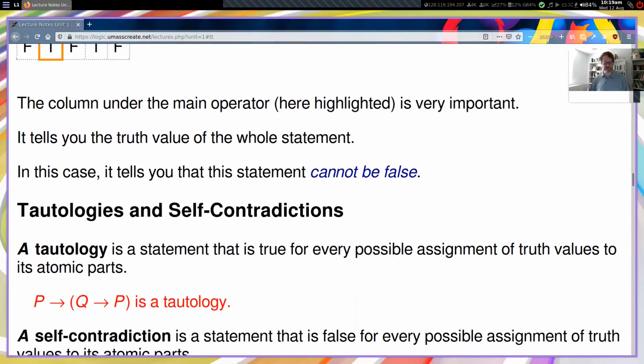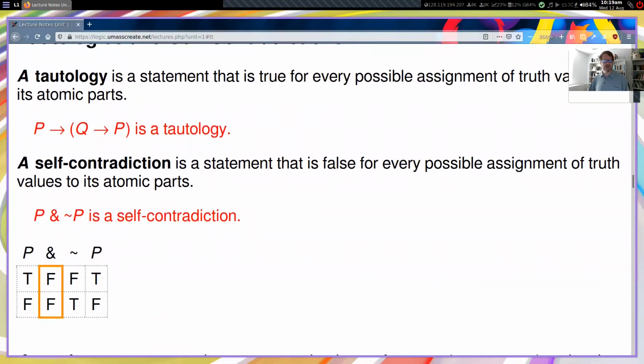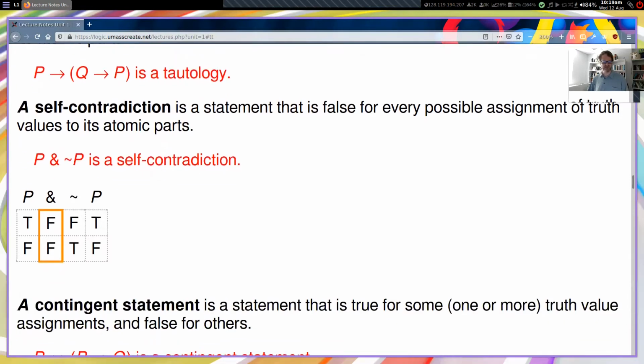That's called a tautology. The opposite of tautology is called a self-contradiction. So that means it's false for every possible assignment of truth values to its atomic parts. So self-contradiction, the simple example is P and not P. See, if P is true, not P is false, so then P and not P is false. If P is false, not P is true, but false and true is still false. So we see that this statement is false no matter what. A statement that's false no matter what is called a self-contradiction.